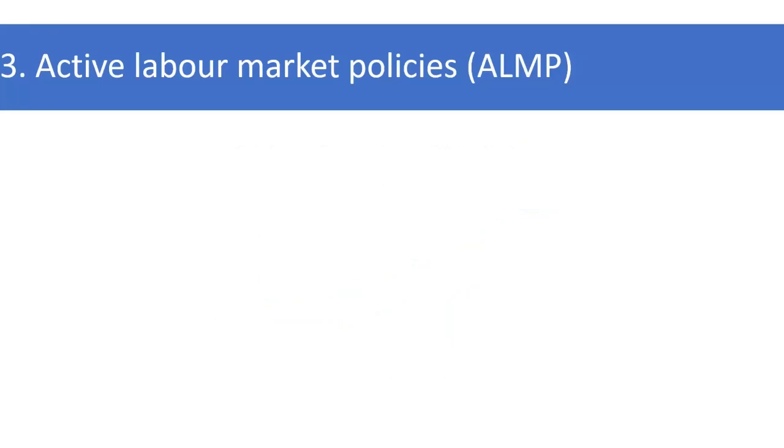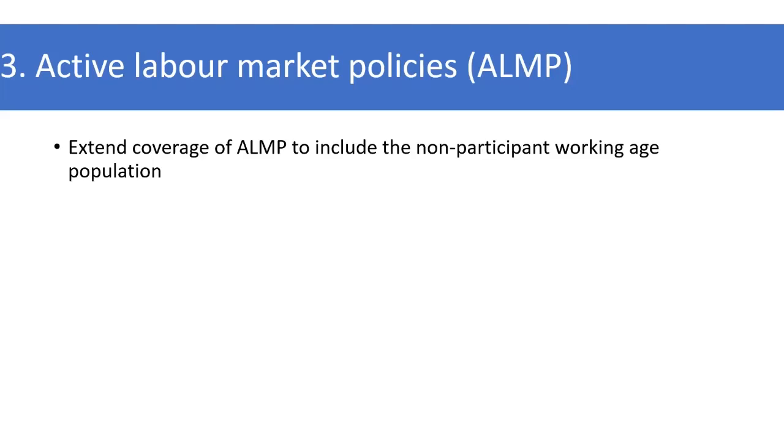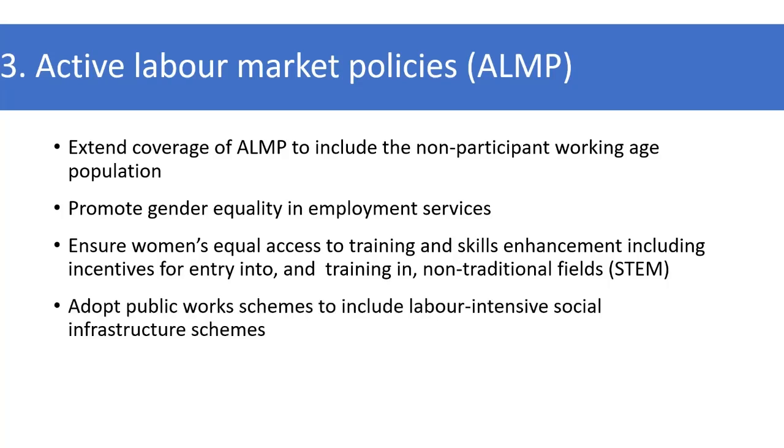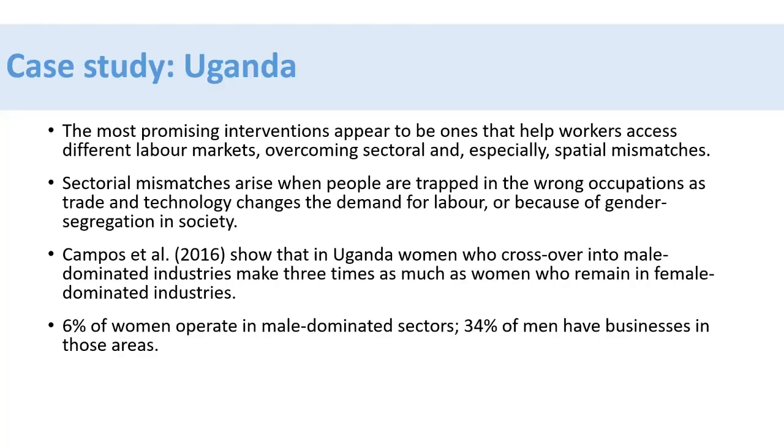The third set of policy is what we call active labor market policy. So here we could extend the coverage of active labor market policy to include the non-participant working age population, promote gender equality in employment services, ensure women access to training, skilling, reskilling, upskilling, including incentive to entry into and training in non-traditional fields, adopt public work scheme to include labor-intensive social infrastructure schemes, and an example will be Uganda.